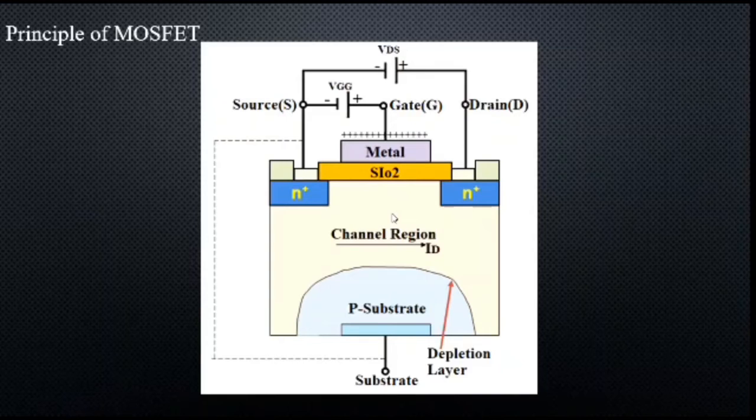When a drain source voltage is connected between drain and source, a positive voltage will be applied to the drain and a negative voltage will be applied to the source.